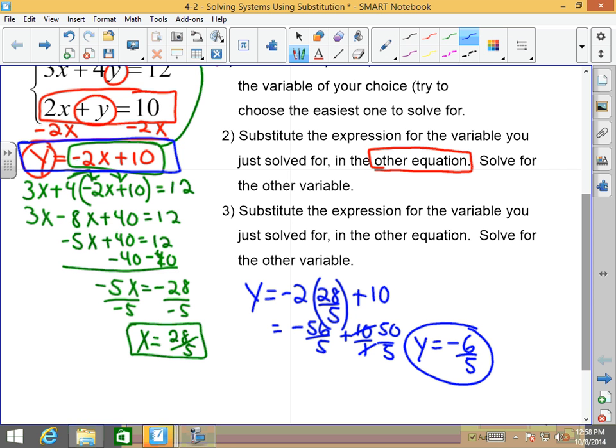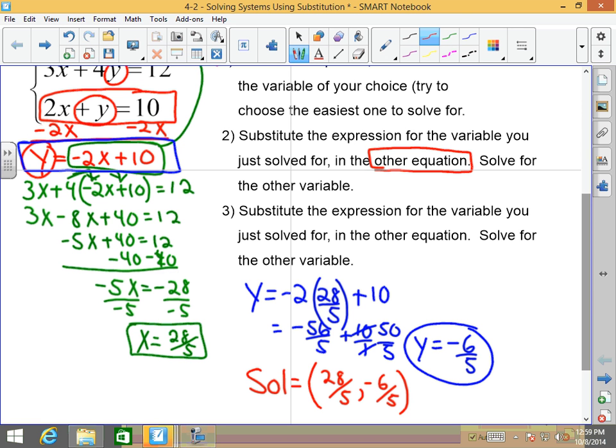So the solution to this problem, which I will do in red, will equal the ordered pair where they intersect. It's still the same concept of graphing. It's the point of intersection. Could you imagine trying to graph this? That intersection is going to be a guess. It's going to be an estimate. That's why this is beautiful. Okay? So my solution is the x value, 28 fifths, comma, the y value, negative 6 fifths.